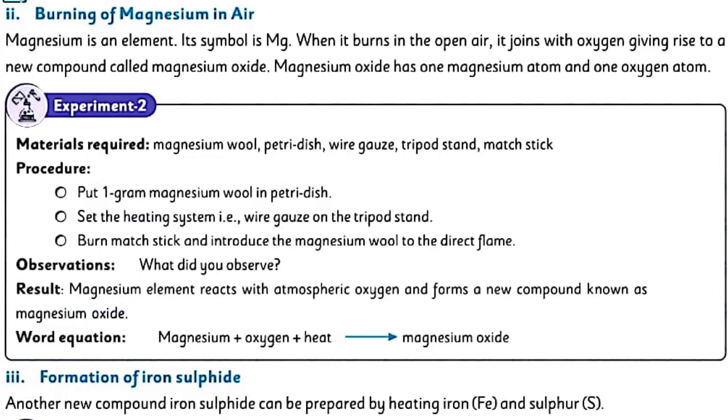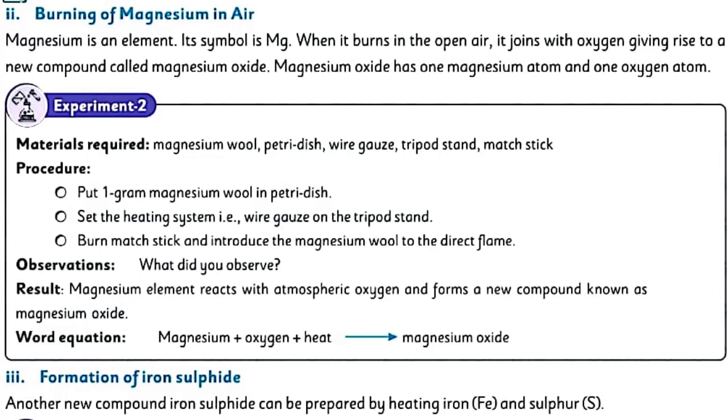Experiment 2. Materials required: magnesium wool, petri dish, wire gauze, tripod stand, matchstick. Procedure: put 1 gram magnesium wool in a petri dish. Set the heating system, i.e., wire gauze, on the tripod stand. Burn a matchstick and introduce the magnesium wool to the direct flame.